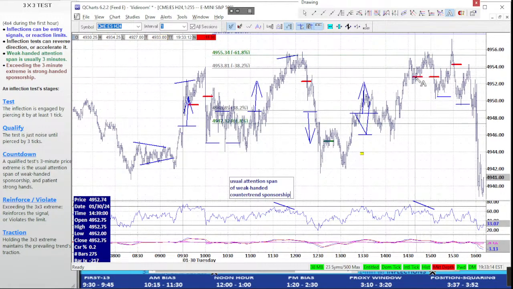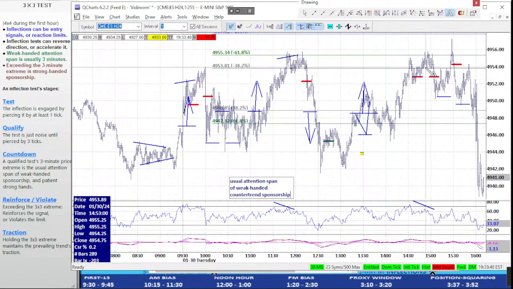Look at how natural it is. I can't tell you how, not right now, how these levels are created, but know that they get 3 minutes of counter-trend sponsorship. After that, if they're any more productive than what they were able to establish in those 3 minutes, they're not weak-handed, are they? They're strong-handed.